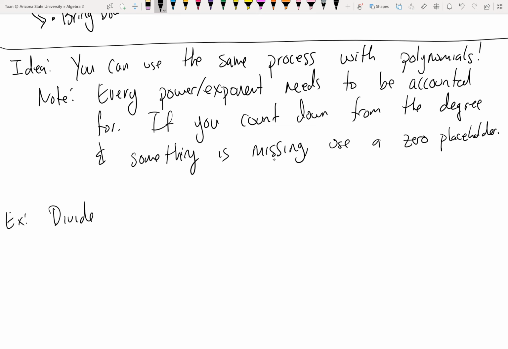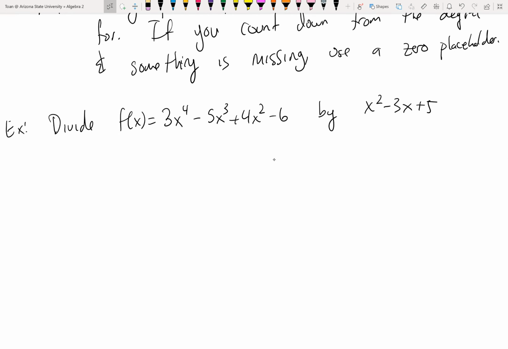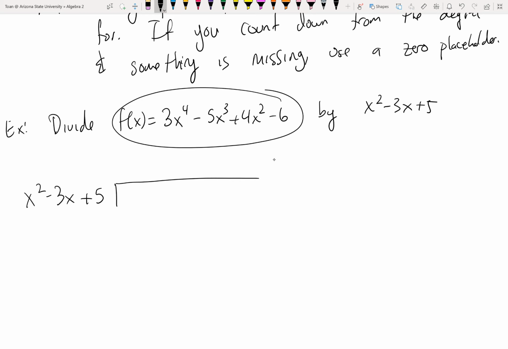Suppose I ask you to divide this function, say 3x to the 4th minus 5x cubed plus 4x squared minus 6 by x squared minus 3x plus 5. So the first thing I'm doing is I'm going to set up my bracket. So clearly I'm dividing by x squared minus 3x plus 5, so that goes on the outside, and I'm dividing into f of x. Now notice that the degree of f of x is 4, it's the fourth power. So as I count downwards, every single term needs to be accounted for.